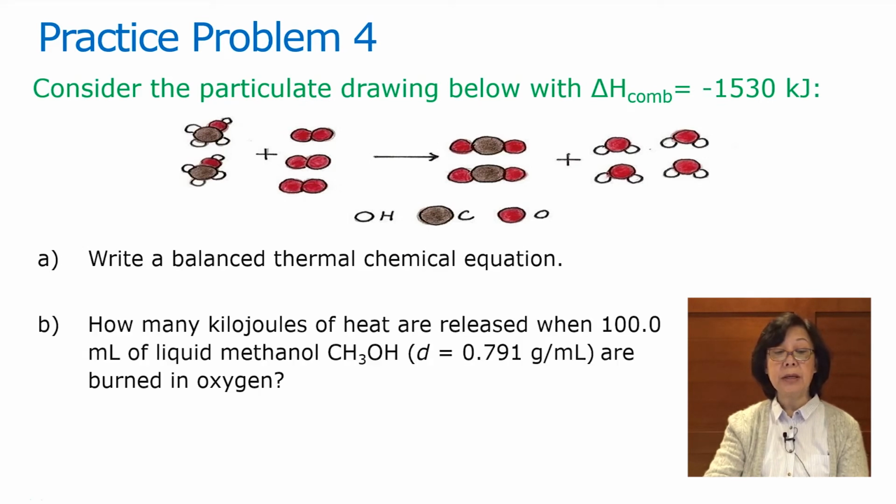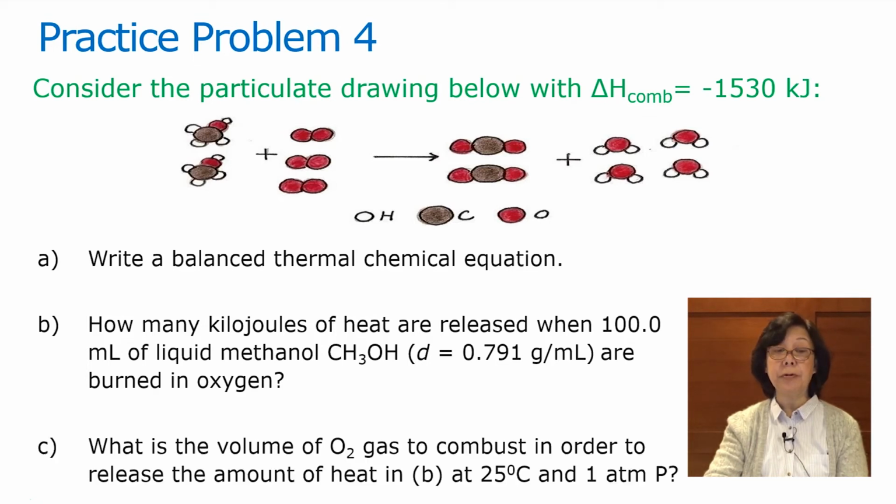We need to calculate the kilojoules of heat released when 100 milliliters of liquid methanol, with a density given, are burnt in oxygen. And finally, what's the volume of oxygen gas needed to combust in order to release the amount of heat in part B, at room temperature and 1 atmosphere pressure?